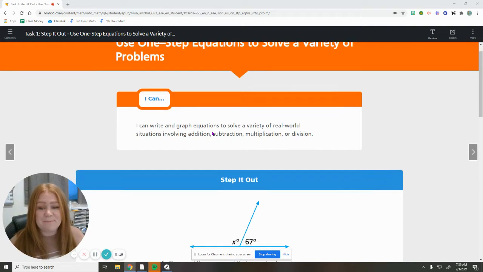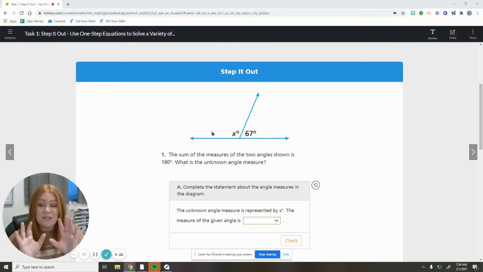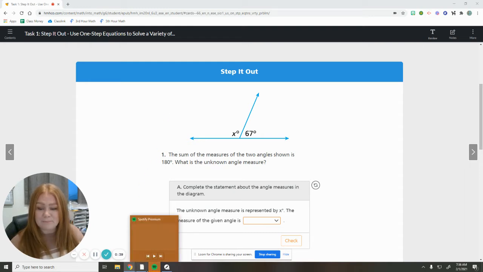find our answer. And remember, we want to do the same thing, the opposite. So if the problem tells us to add, then we'll want to subtract to undo it and do that to both sides. If the problem tells us to divide, we'll want to multiply and do that to both sides. So we're going to head into task 1 here.